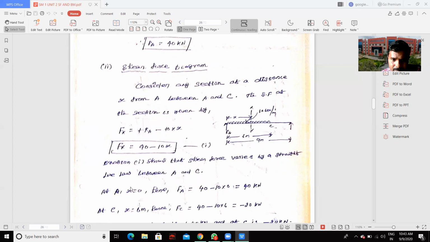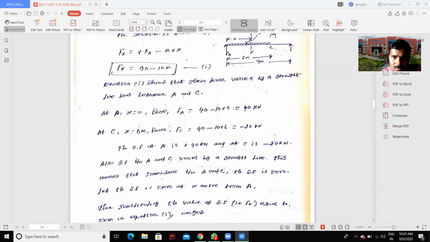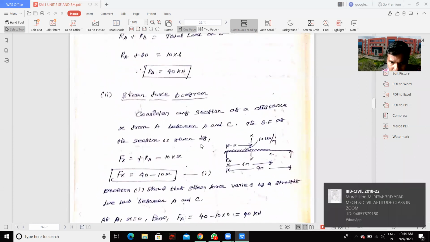At A, we need to find the shear force value. So at point A, x equal to 0, hence F of A equal to 40 minus 10 into 0, therefore 40 kilonewton at A. Similarly at C, x equal to 6 meter, therefore Fc equal to 40 minus 10 into 6, that is minus 20 kilonewton. Okay, so now we can draw the shear force diagram. So at A, plus 40, at C minus 20, right?